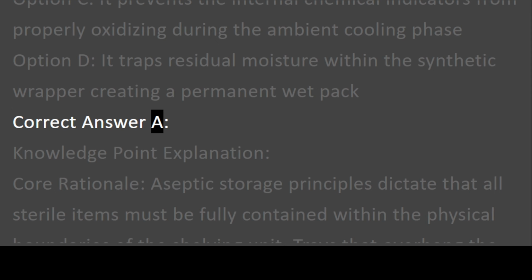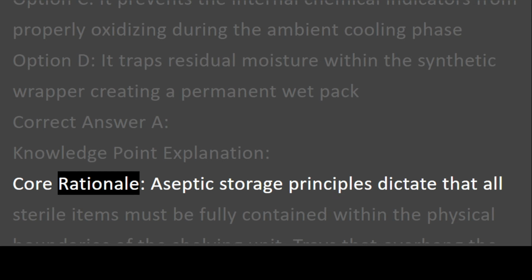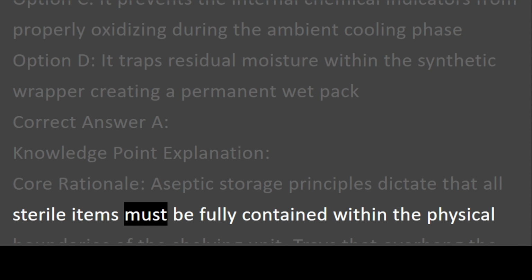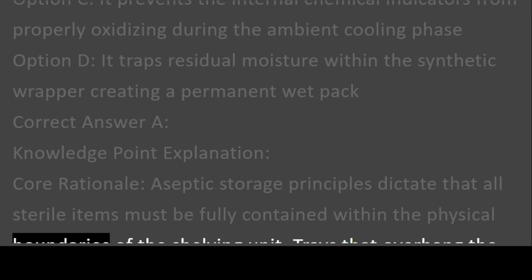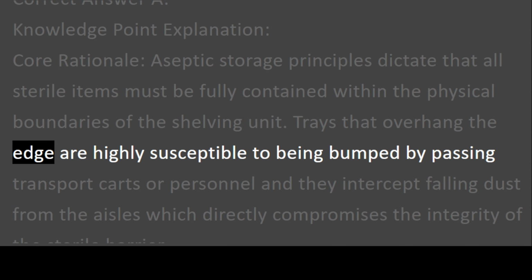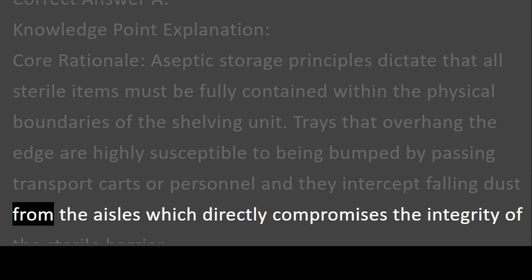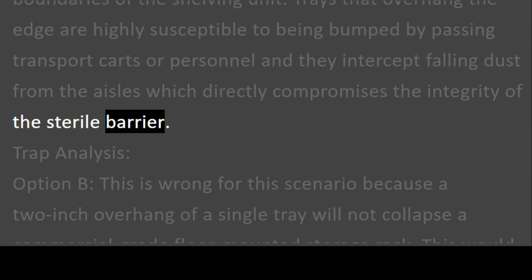Correct answer A. Knowledge point explanation. Core rationale. Aseptic storage principles dictate that all sterile items must be fully contained within the physical boundaries of the shelving unit. Trays that overhang the edge are highly susceptible to being bumped by passing transport carts or personnel, and they intercept falling dust from the aisles, which directly compromises the integrity of the sterile barrier.